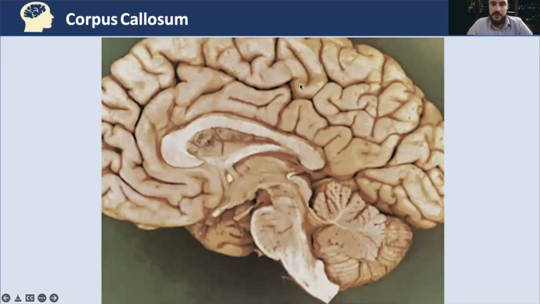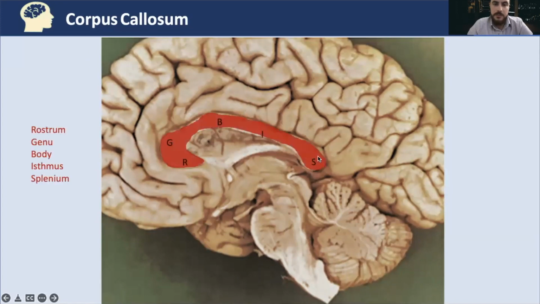Now, this is a medial surface of the right hemisphere, showing the corpus callosum with its 5 main parts. Here is the rostrum, genu, body, isthmus, and the splenium. These are the 5 parts of the corpus callosum. Anyone can identify this structure?